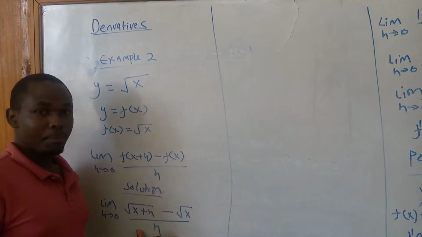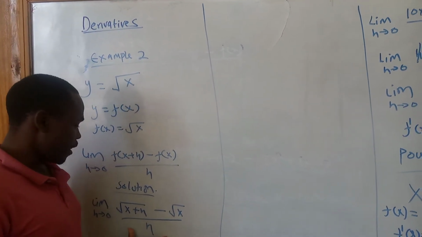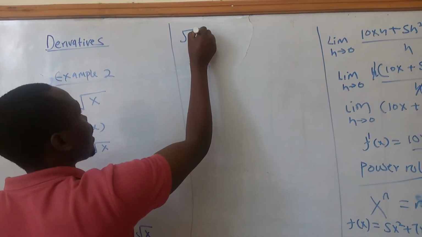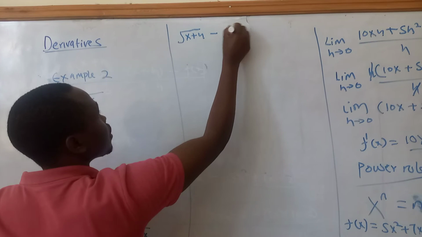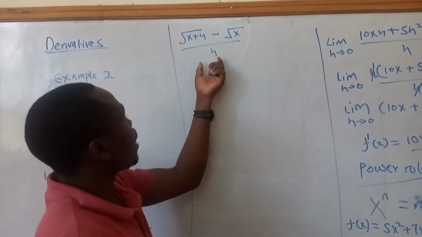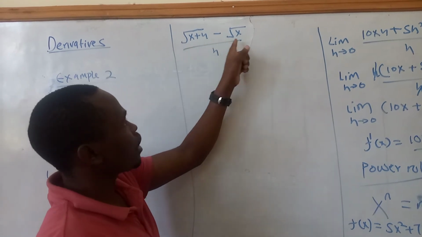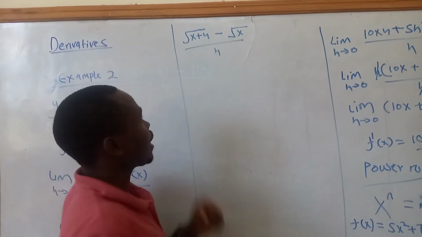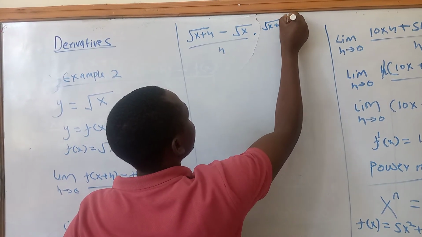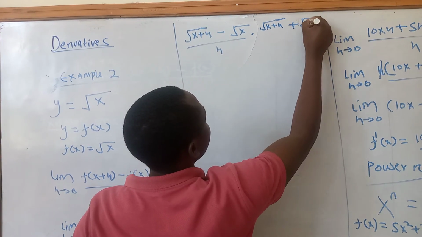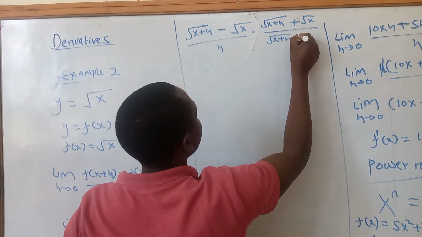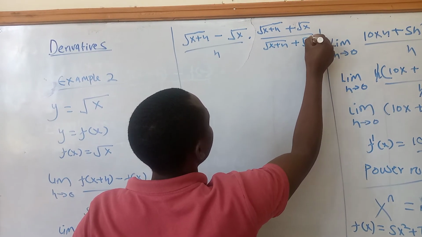This one is being represented as the sum. Therefore, to solve this one, the root of x plus h minus root x divided by h, I'm going to multiply the numerator, but I will change the sign. It will be this way: the root of x plus h plus the root of x over the root of x plus h plus root of x.